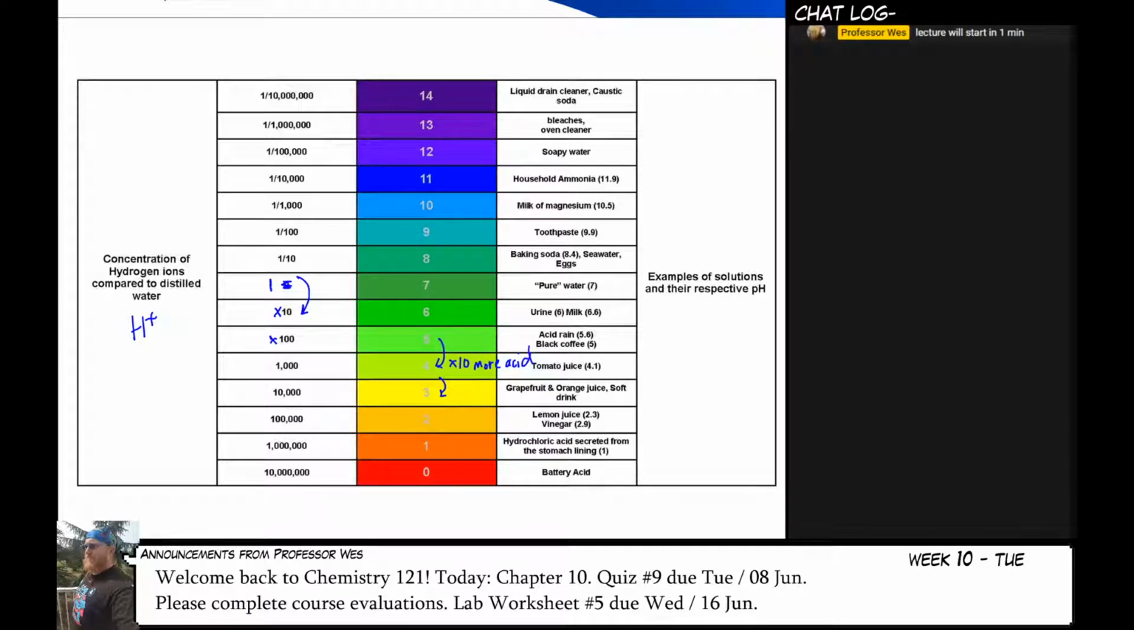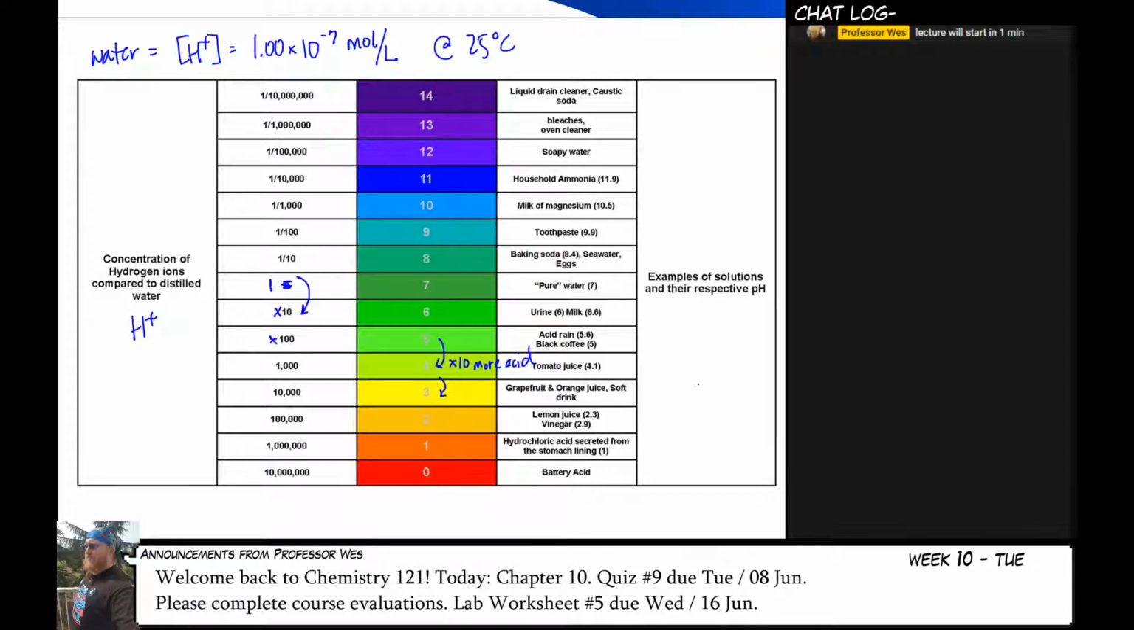Now, for reference, the acidity of water is this: 1 times 10 to the minus 7 moles per liter. This is at room temperature. So in order for something to have a pH of 5, you would have to have 100 times that number, or 1 times 10 to the minus 5. You'll notice these numbers are still really small until you get to about pH 1, where that would be 1 times 10 to the minus 1, or 0.1 moles per liter.